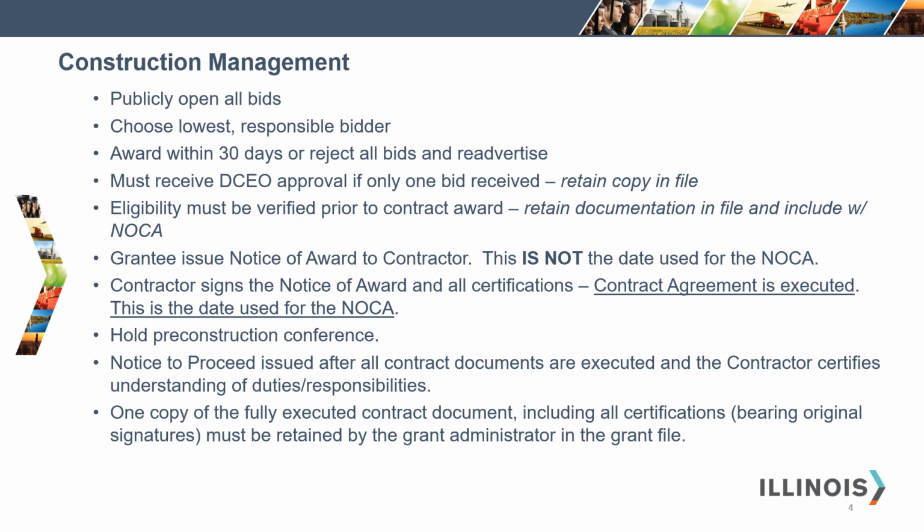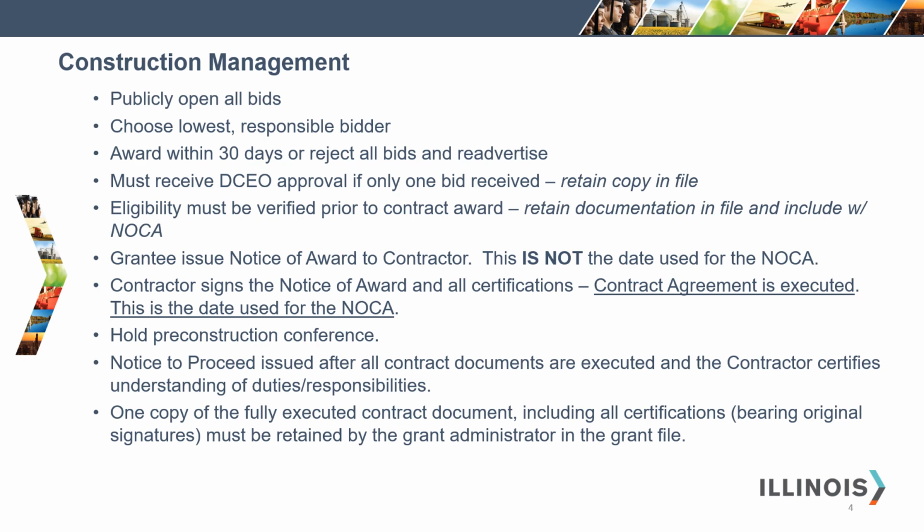The grantee issues the notice of award to the contractor. This is not the date used for the NOCA, Notice of Contract Award HUD 2516, or the Notice of Contract Award to DOL. The contractor signs the notice of award and all certifications, and then the contract agreement is executed. The contract agreement date is the date used for the NOCA HUD 2516 and the issuance of the notice of award to DOL. Hold the pre-construction conference.